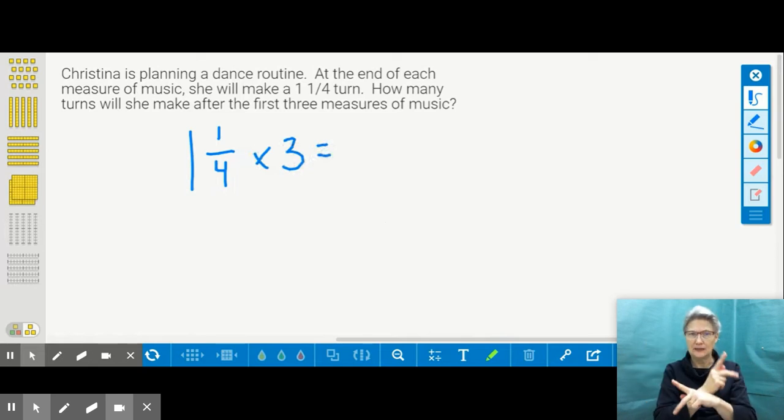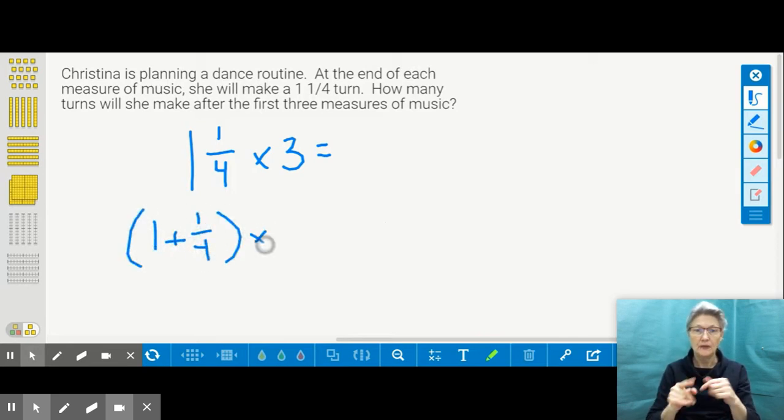Okay. Last time we did this, we talked about using the distributive property, which can help us figure this out using mental math. So what we did was we broke apart our mixed number, 1 1/4, into 1 plus 1/4. And then we multiplied those by 3. So it looked something like this.